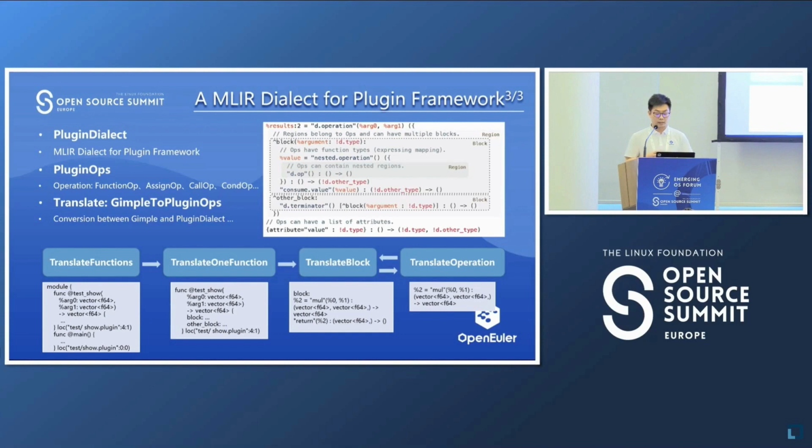It's the plugin dialect, so we have designed many operations for the semantics and types, such as assign, conditions, etc. MLIR and LLVM come from the same origin, so one of our important tasks is to introduce GCC's intermediate representation, GIMPLE, into the MLIR toolchain. So we developed and implemented the translation from GIMPLE to plugin dialect, including function, basic block, and operation translation.